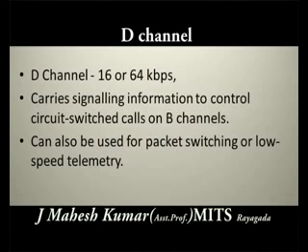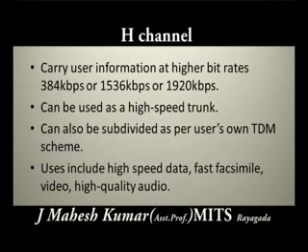Its capacity is 16 or 64 kilobits per second, carries information signal to control circuit switched calls on B channels, and can also be used for packet switch or low speed telemetry. H channel or high speed channels are used for high speed applications like high speed facsimile, video, high fidelity audio and high speed data. A user may also use an H channel as a high speed trunk onto which a number of low rate information streams are multiplexed.